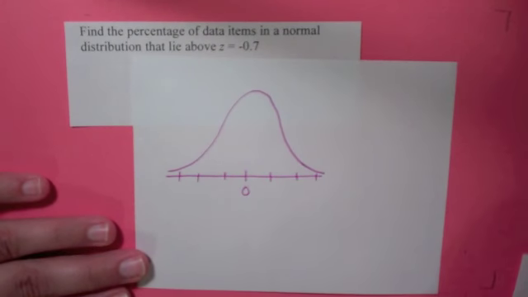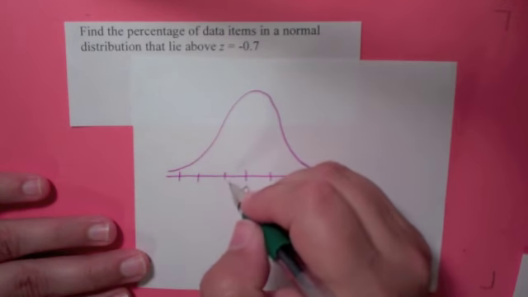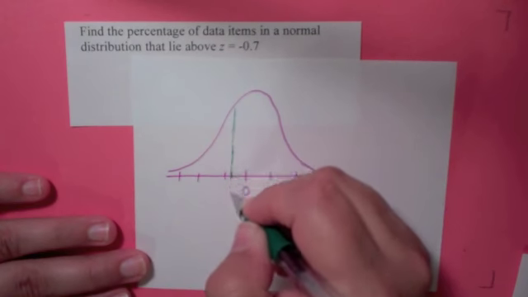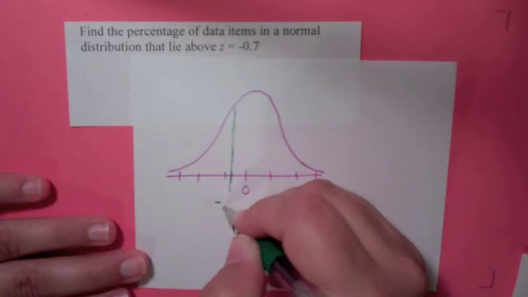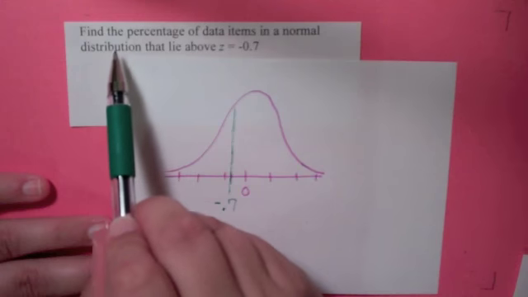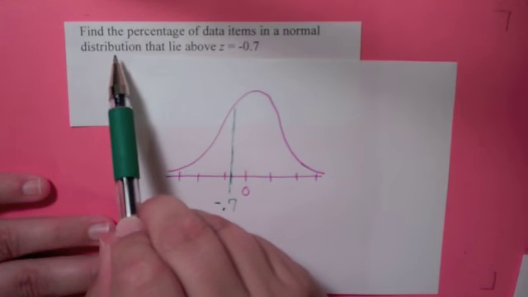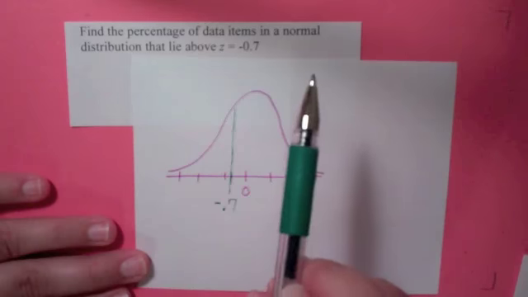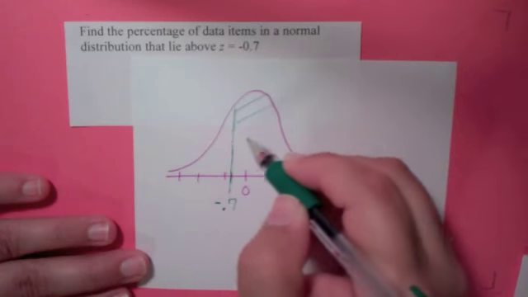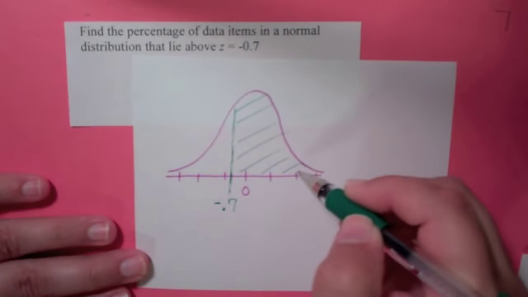Okay? And I want z equals negative 0.7. Okay, that'll be right around here. Negative 0.7. And the question asks for the percent of data above this. So above would be to the right. So I want this part.